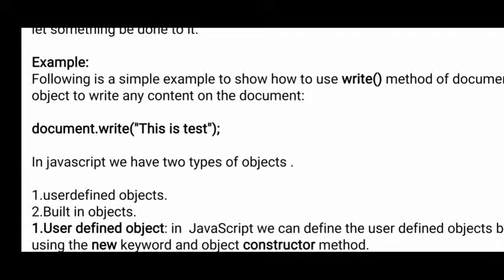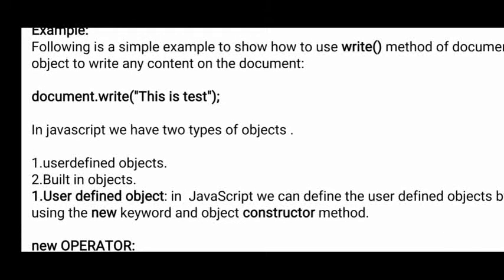Okay, so here what is the use of this method? It is performing some action. What action is it performing? It is printing something on the browser window, right? So this is an object definition.